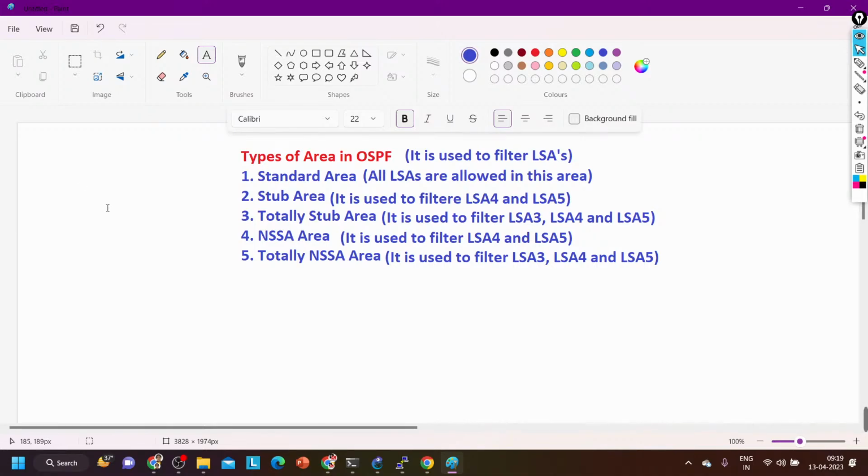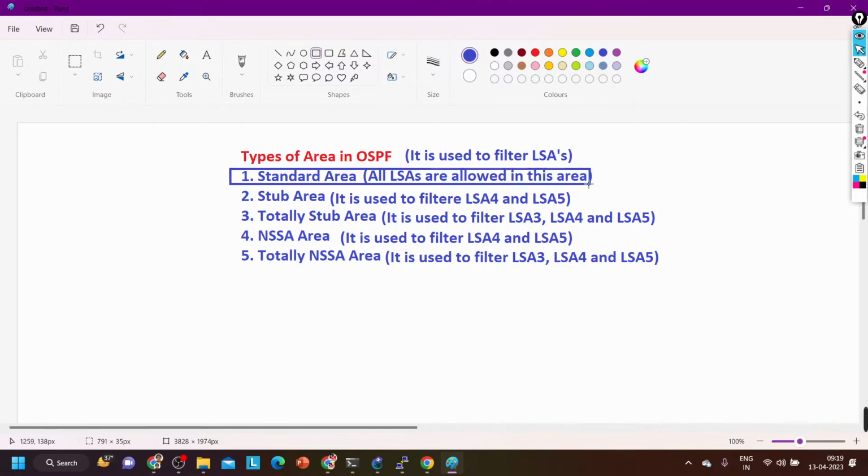Okay. So first of all, stub area. First of all, we will understand stub area because we had already discussed standard area. Yes or no? There are two types of standard area, backbone or internal. Standard area can be a backbone area or regular area, internal area. So our topic is stub area.